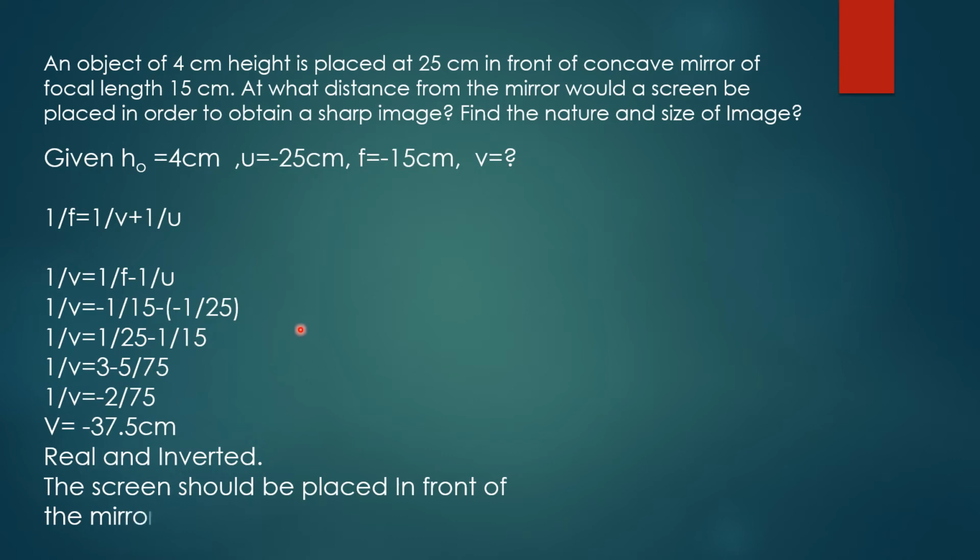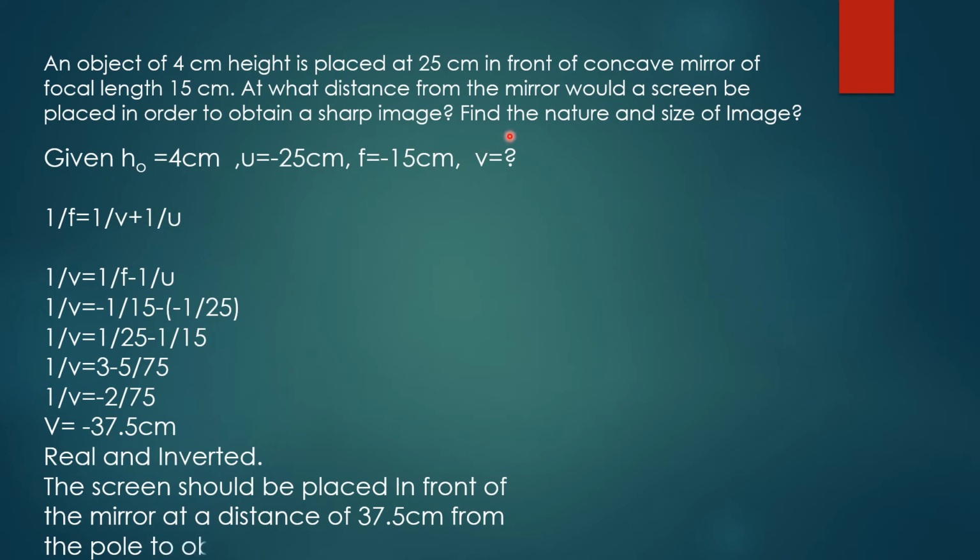See, simply we substituted the given values. So, simple thing, you remember the sign conventions. While solving this type of problems, you have to remember the sign convention. Whether F is positive or U is positive or V is positive, don't get confused. Simply you remember the sign convention. So, where should the screen be placed? The screen should be placed in front of the mirror at a distance of 37.5 centimeters from the pole. Next, one more sum is there here.